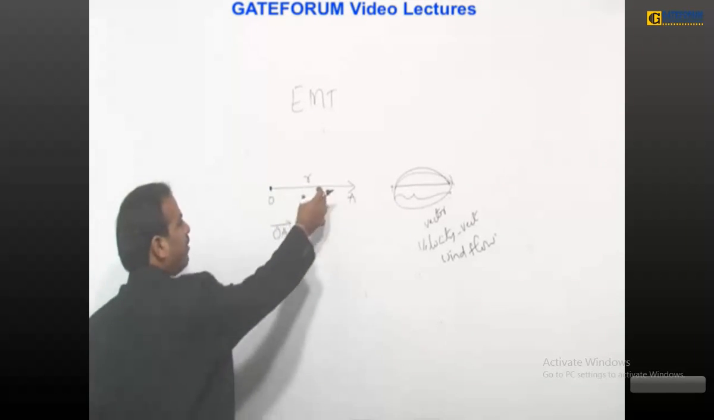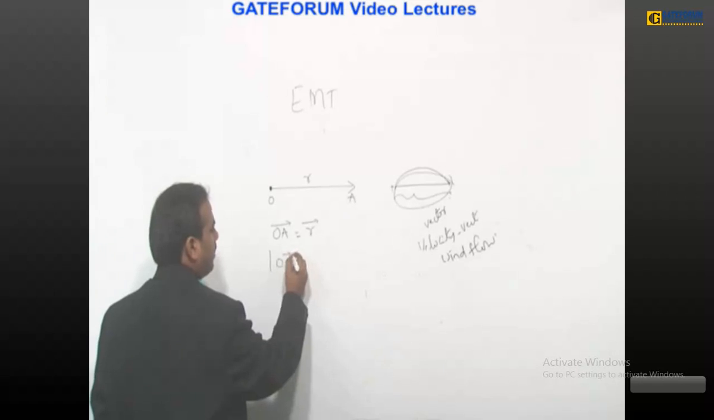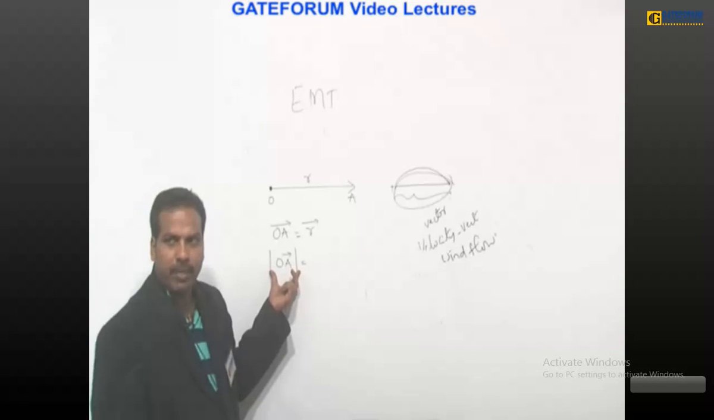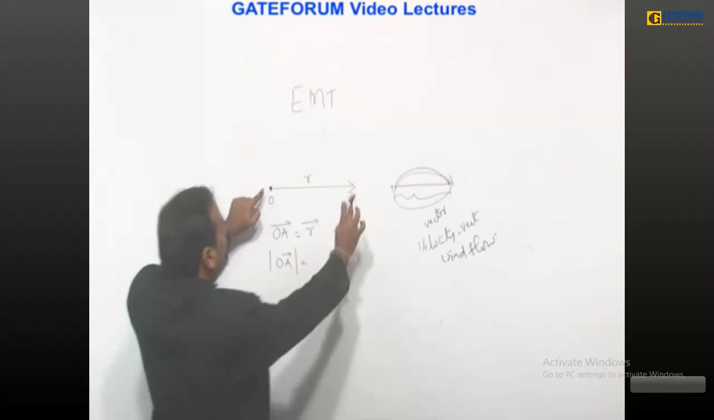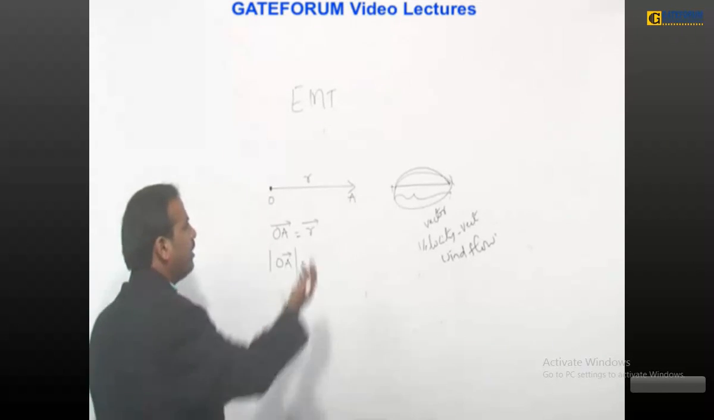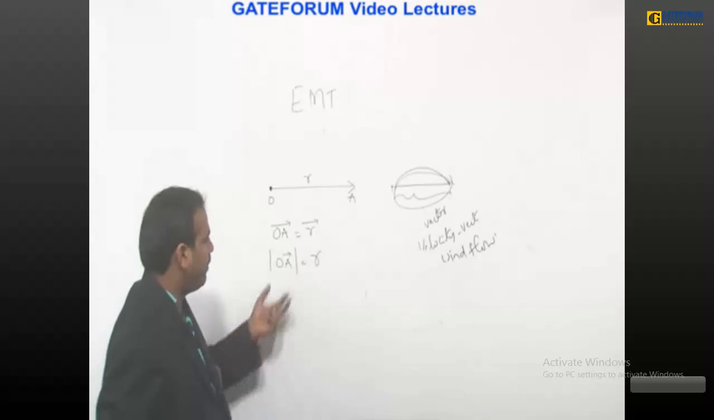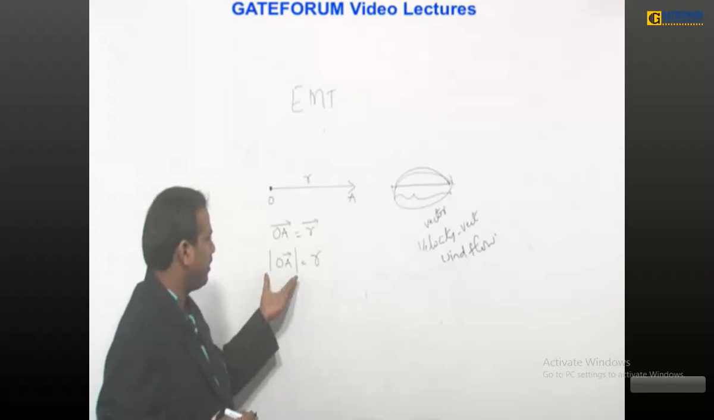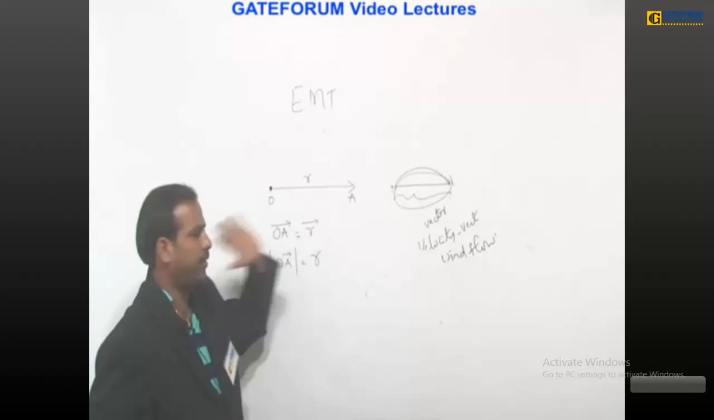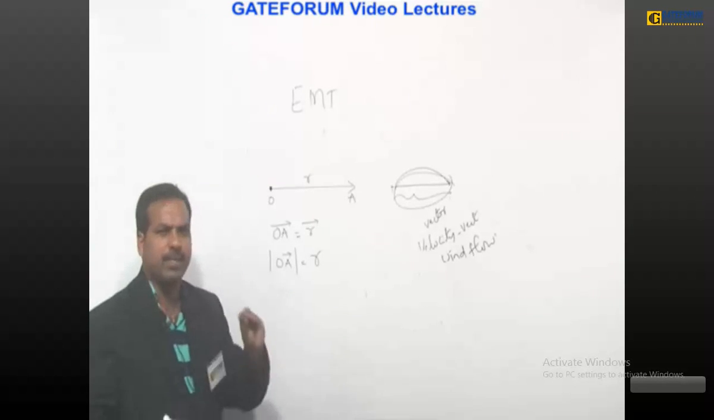So what is the magnitude of this vector? It's very simple. The magnitude of the vector we indicate like this, the magnitude of OA bar. The magnitude of OA bar is nothing but the length of the vector between these two points. The length we have taken as R. So the magnitude of this vector is simply equal to the length of this vector. That's how a vector can be represented. Very simple point.